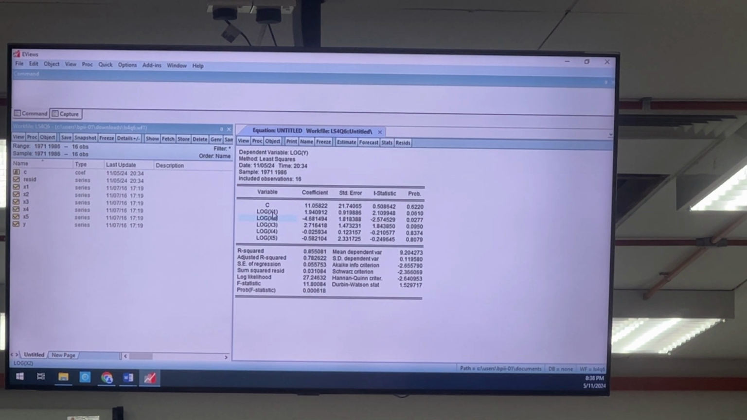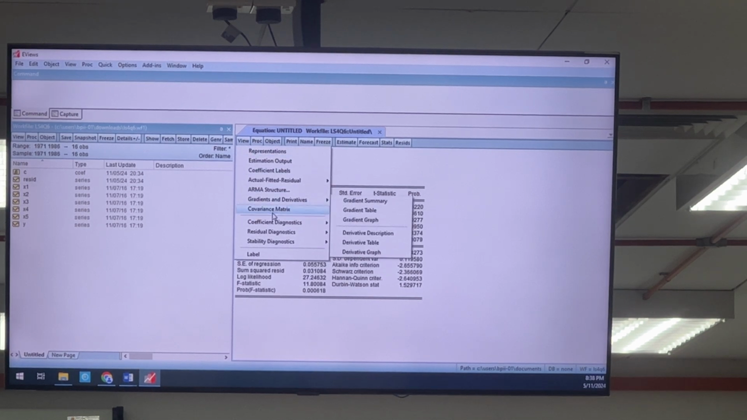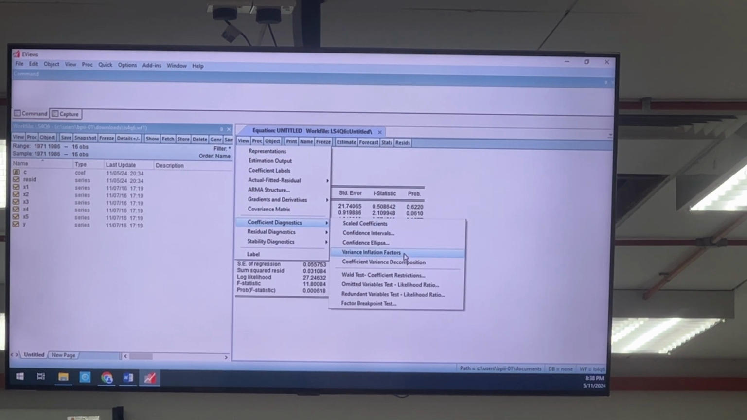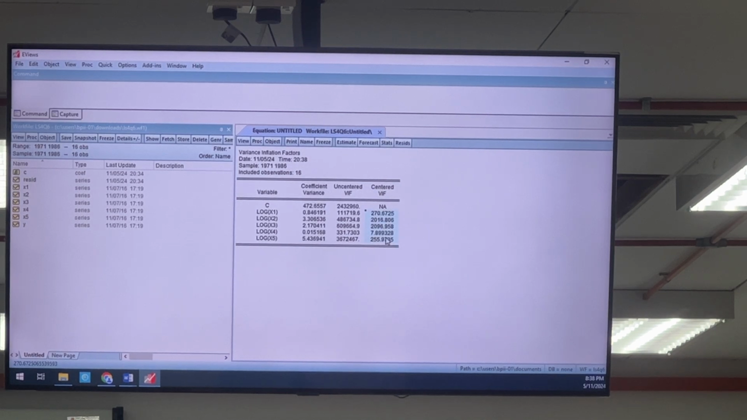You will not get the same VIF for each, because you have more than two variables. But in EViews, you can easily get the VIF. You go to View, Coefficient Diagnostics, Variance Inflation Factors, and you get the VIF. The VIF, as I mentioned just now, is from regressing log x1 against the other four log x. This one is regressing log x2 against the other four log x, and so on. We get the R square and calculate 1 over 1 minus R square.